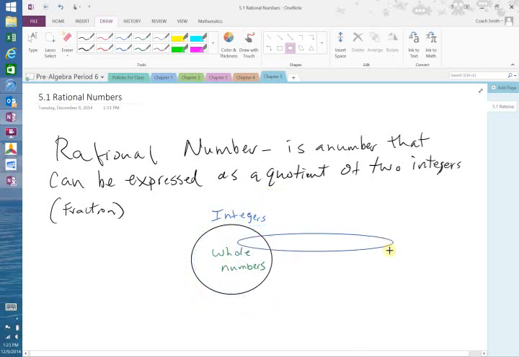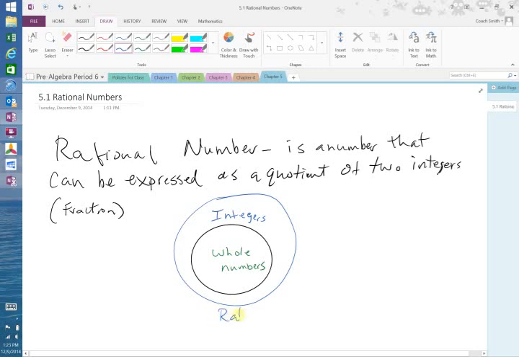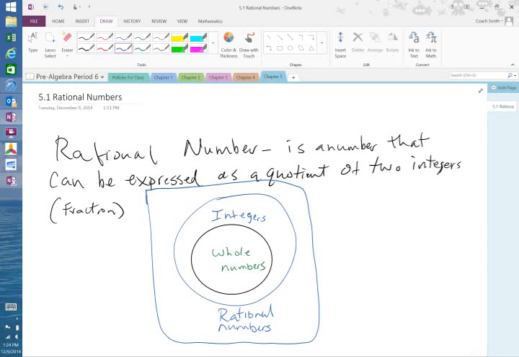Delete it. Then once again you have rational numbers. And rational numbers are all numbers, including integers and whole numbers. Okay. Some people refer to it as real numbers. The set of real numbers include whole numbers, integers, decimals, fractions, both positive and negative. And so what we're talking about today is rational numbers.